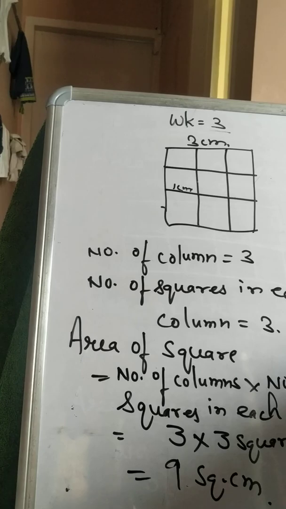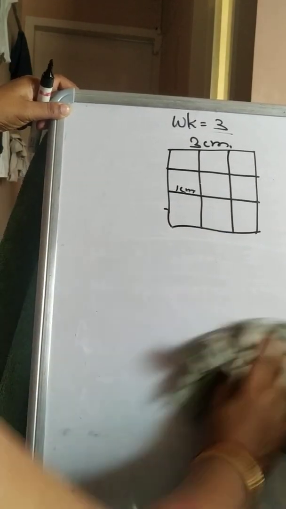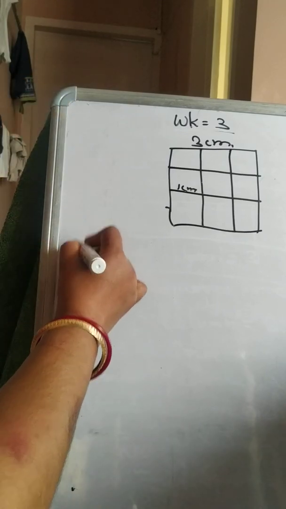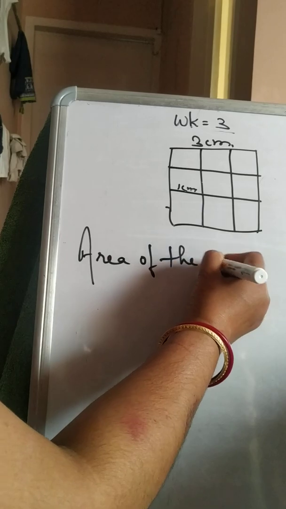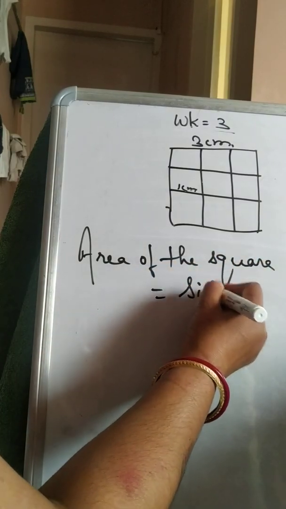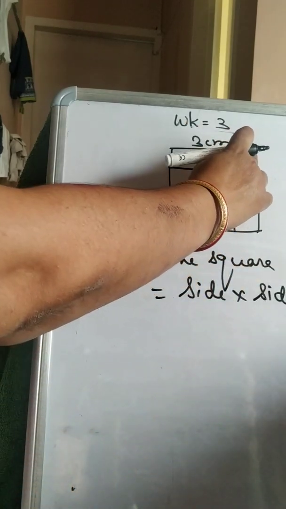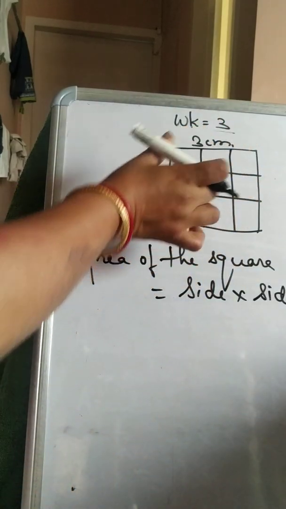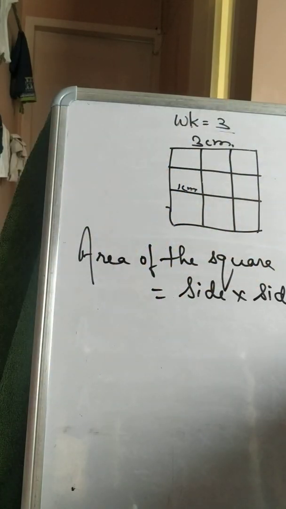So from this we see that the area of the square is side into side. This is number of the columns, that is side. This is number of the squares, side. Each sides are equal, side into side.